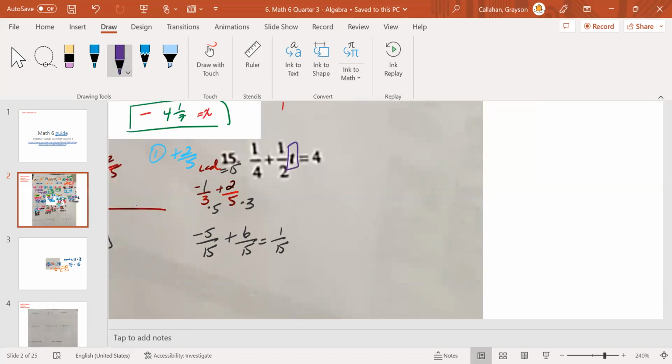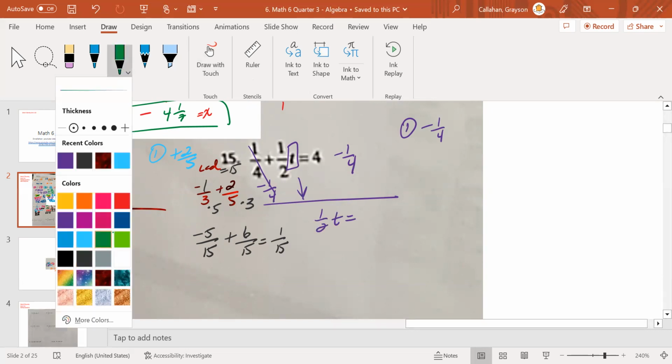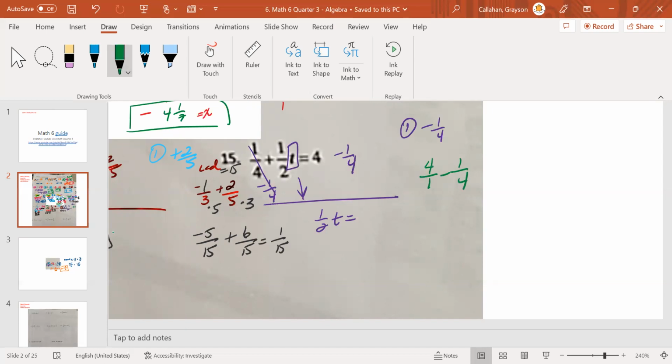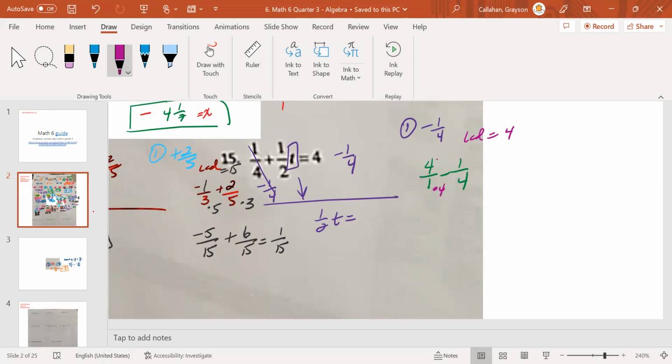If you take a look where the t is, you want to get rid of the t, but you have the 1/4 and the 1/2. First step is you want to subtract 1/4. That part cancels. You bring down the 1/2 t is equal to. On the right side, you want to do 4/1 minus 1/4. Your lowest common denominator in this case is 4. So you need to multiply by 4 just on the first fraction, which is going to give you a 16/4 minus 1/4, which is 15/4.